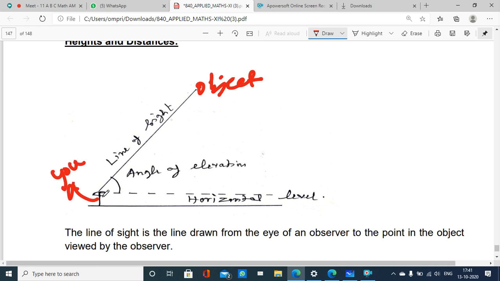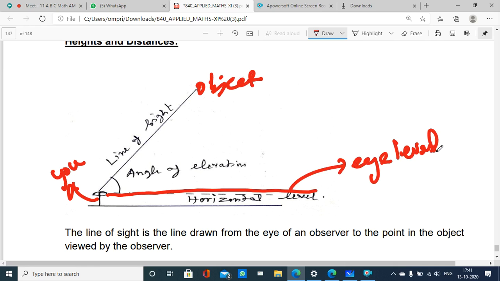See, in order to look at the object, what do you have to do? This is you here and this is your eye level, right? Because this is on the level of your eyes, right? It is also called horizontal level. This is eye level or horizontal level. Now, in order to look at this object, what do you have to do? You have to tilt your head upwards, right?